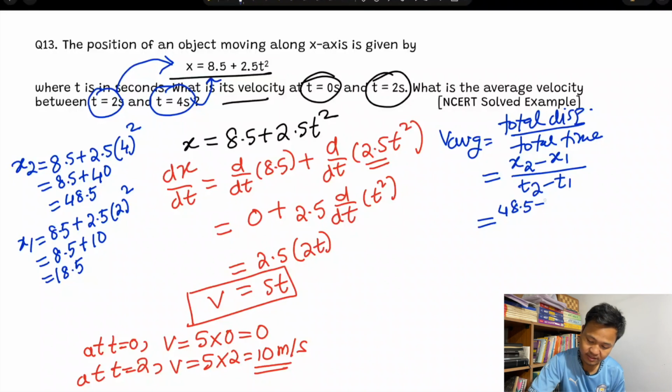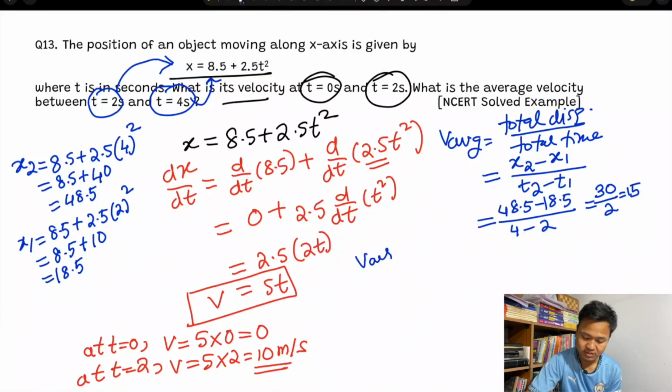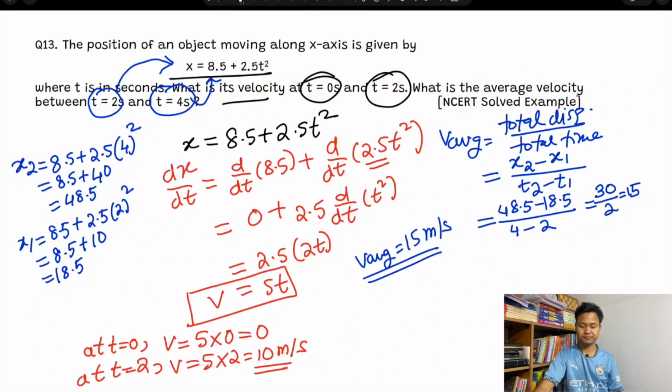So here I'll write 18.5 divided by 4 minus 2. So 48 minus 18, so I will have here 30 divided by 2, that means 15. So average velocity is nothing but 15 meter per second. So that is your answer.